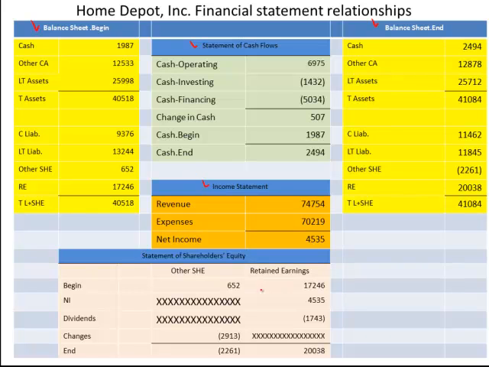and what's interesting about retained earnings is that Home Depot actually did pay dividends. Now, I can find that dividends number on the cash flow statement in the financing section. So I was able to verify that math does work across statements because that cash dividend amount was disclosed as a financing activity on the statement of cash flows.